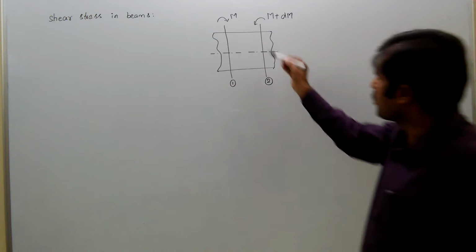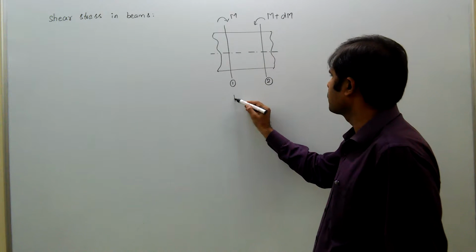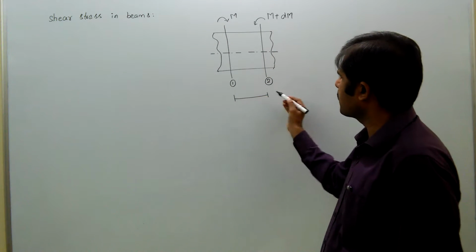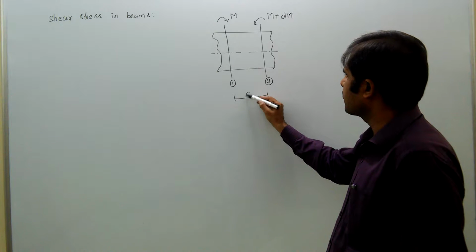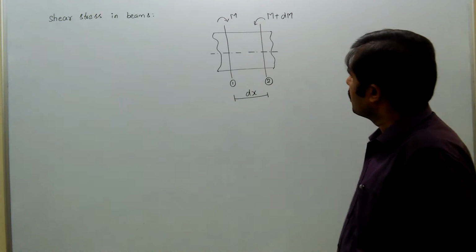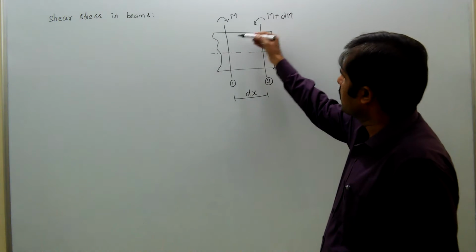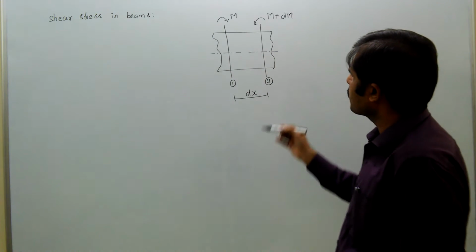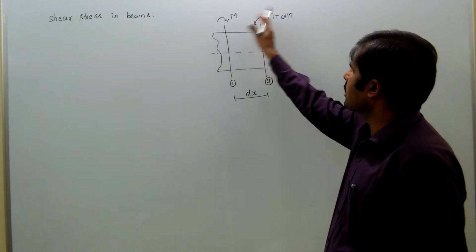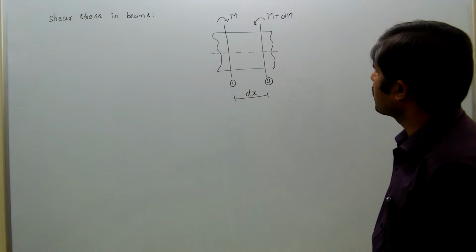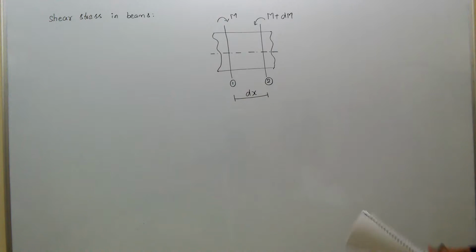Due to this difference of moment, shear force will come. Let us take the distance between section 1 and 2 as dx. So in this beam, shear force will be there because of the difference of bending moment, because we know the rate of change of bending moment is shear force.